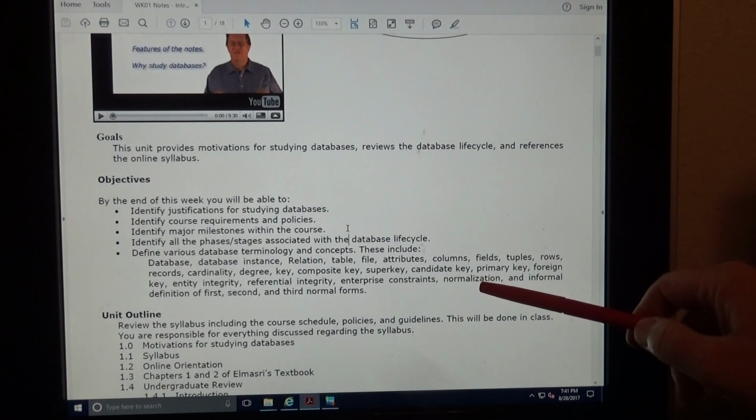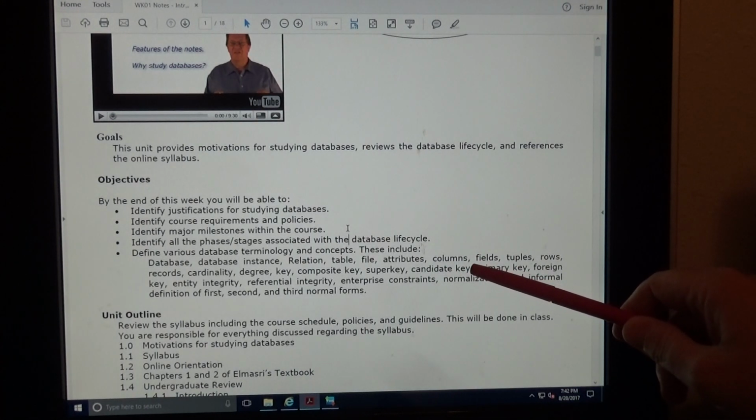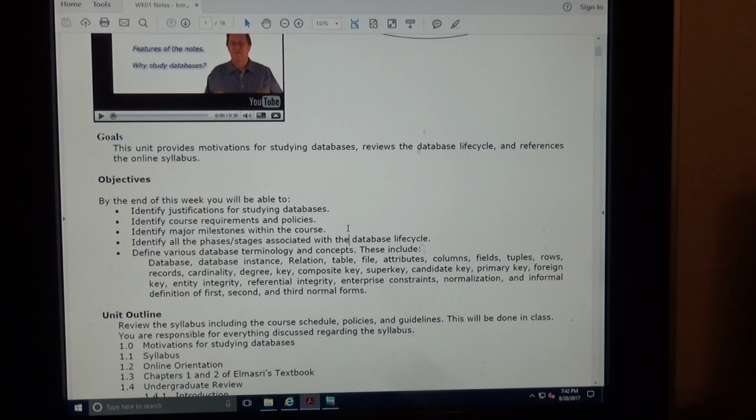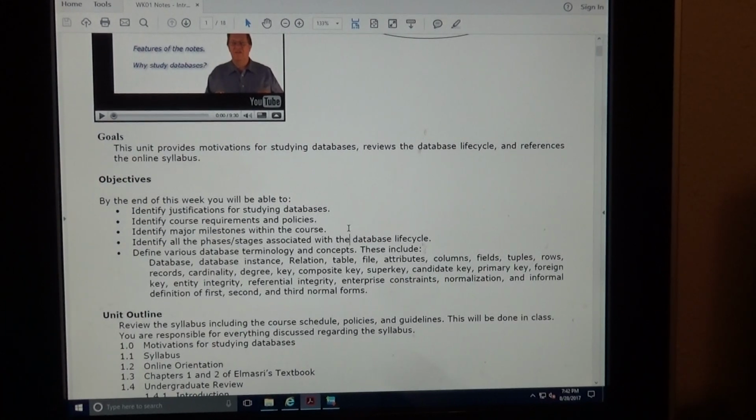Also, pay very careful attention to the definitions that are provided. And one thing that's important is to know these definitions very, very well. And so if you see definitions within the notes, which will be identified, make sure you go over the definitions several times. You want to know these definitions as well as you know your name.